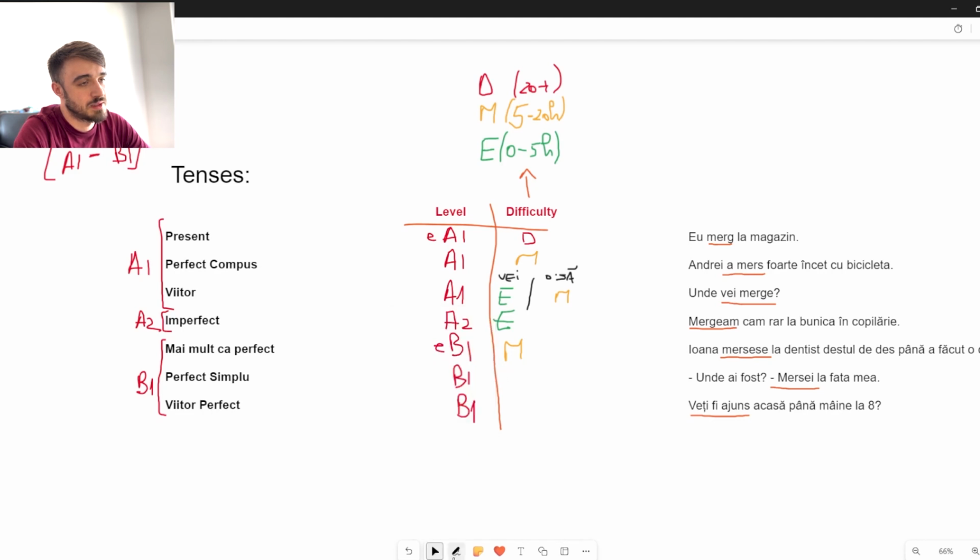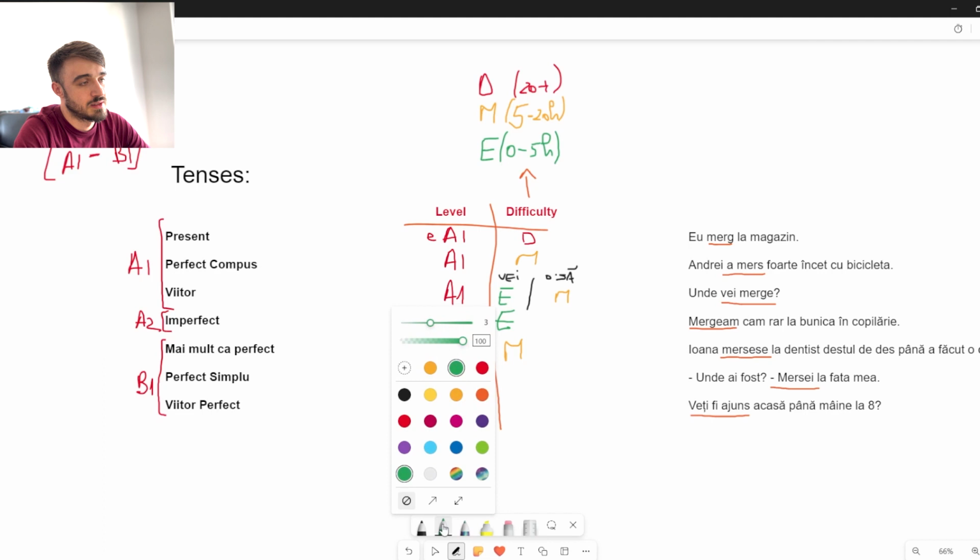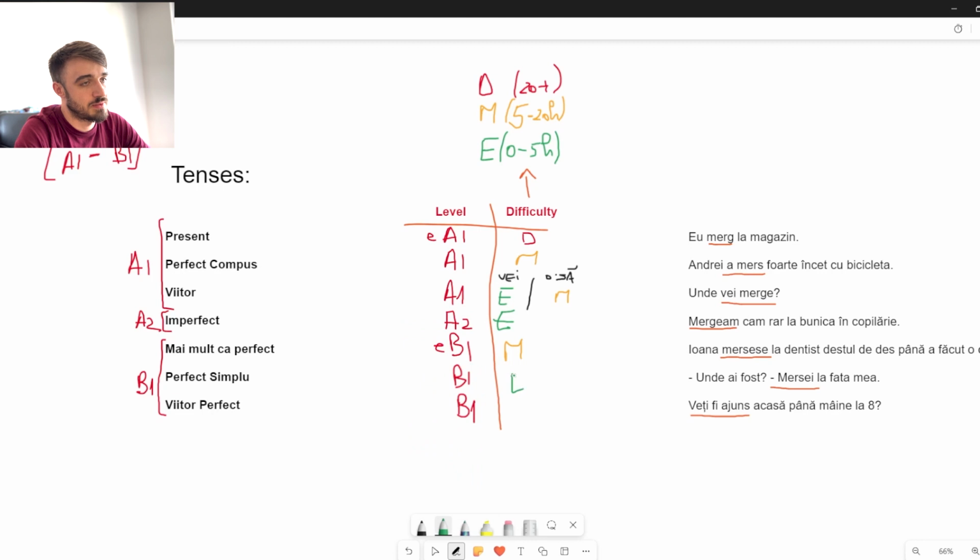Just let me have a think. No, it's easy. I would say if you know the mai mult ca perfect, learning the perfect simple is easy. And the same thing goes the other way around. Then the viitor perfect. This one is extremely easy as well if you know everything above.